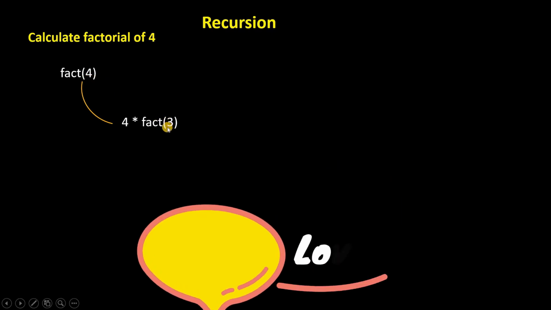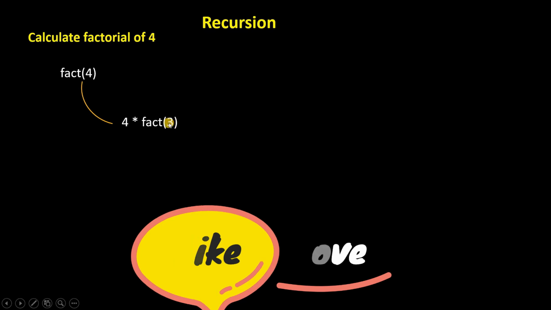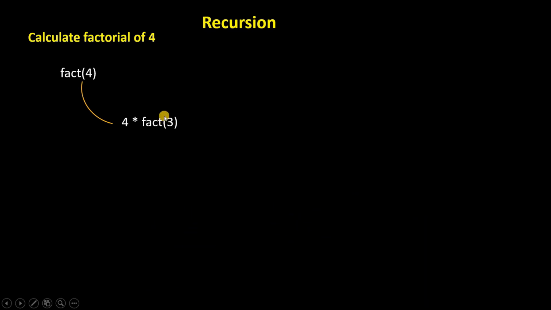So this is fact of 4. Here you can see 4 is not 0. If this is not 0, then we will decrease it by 1, that is it will decrease to 3, and we will multiply the whole function by this number, that is 4. So 4 into fact of 3.